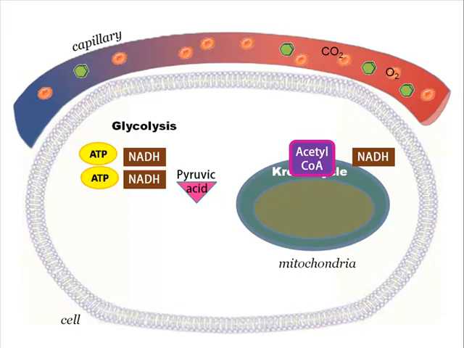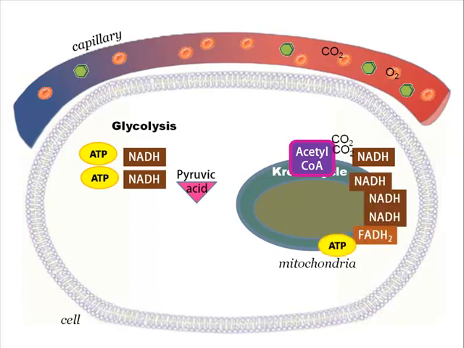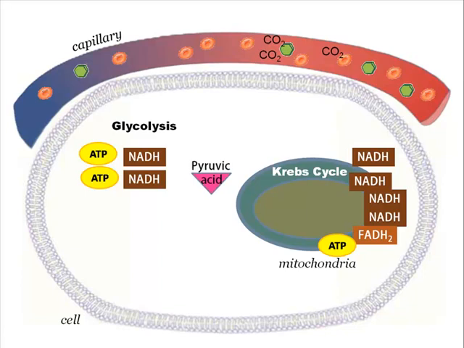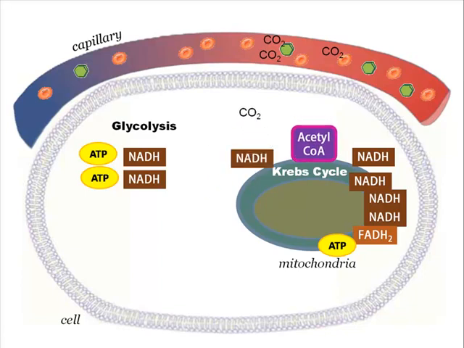Acetyl-CoA enters the mitochondria to enter the Krebs cycle, also known as the citric acid cycle. This is named for the 1953 Nobel Prize winner Sir Hans Krebs. Once in the Krebs cycle, the acetyl-CoA molecule produces 2 more carbon dioxide molecules, 3 more NADH molecules, and 1 FADH2 molecule, which is another token that will yield ATP in the electron transport chain, and 1 ATP molecule. Remember that all of this came from 1 pyruvic acid molecule. There's still another one to go.